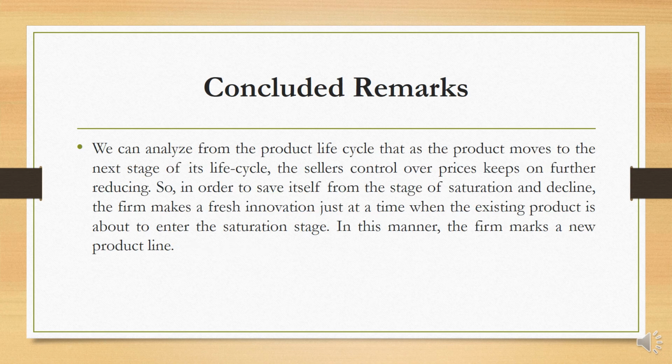We can analyze from the product life cycle that as the product moves to the next stage of its life cycle, the sellers cannot charge high prices, so prices keep on further reducing. So in order to save itself from the stage of saturation and decline, the firm makes a fresh innovation just at a time when the existing product is about to enter the saturation stage. In this manner, the firm makes a new product line.